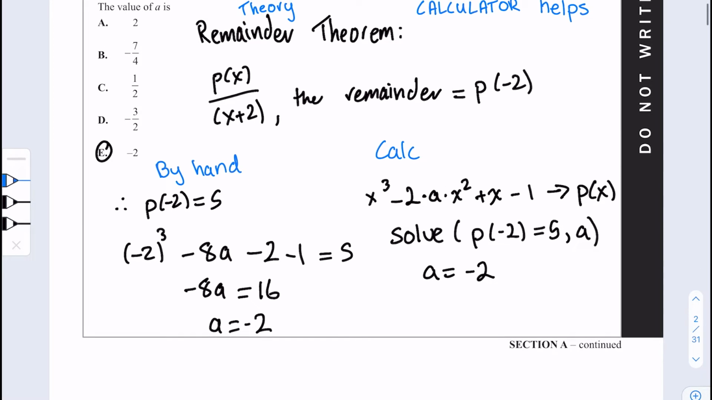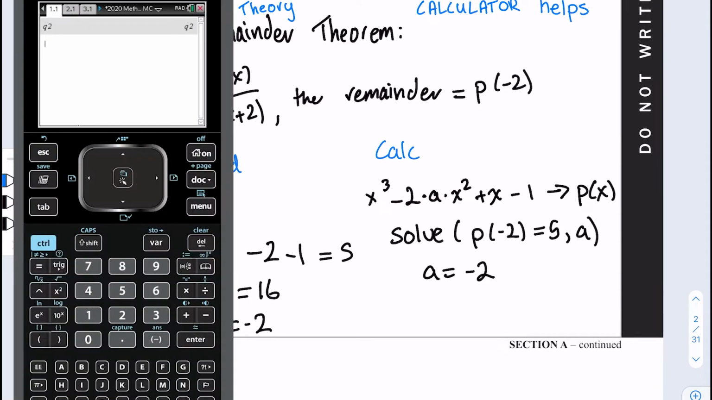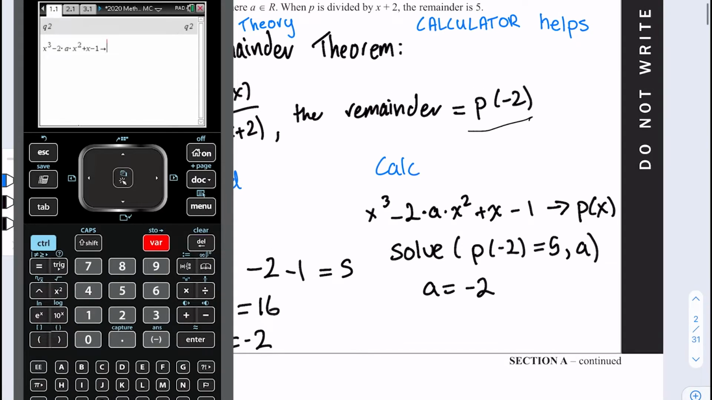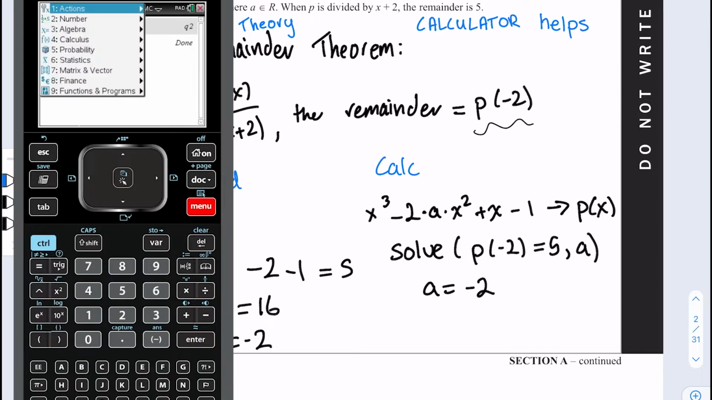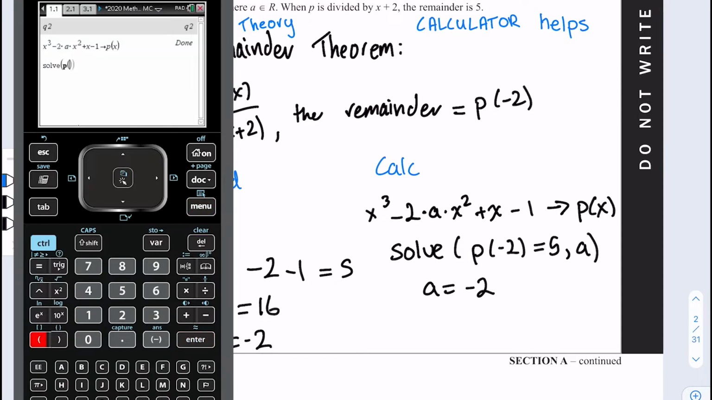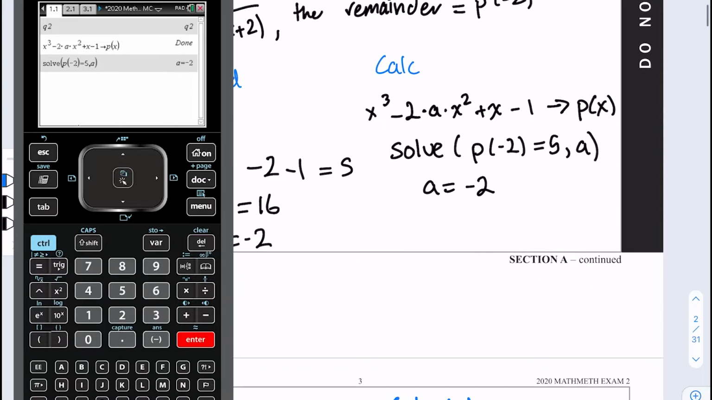You can do it by hand or by calculator, both work. So this gives you the remainder, p of -2. We already know the remainder is equal to 5. They tell you that's 5. So you set whatever you get for p of -2 equal to 5 and solve for a. Very easy by hand. With a calculator, just store it, solve it. Easy. a equals -2.